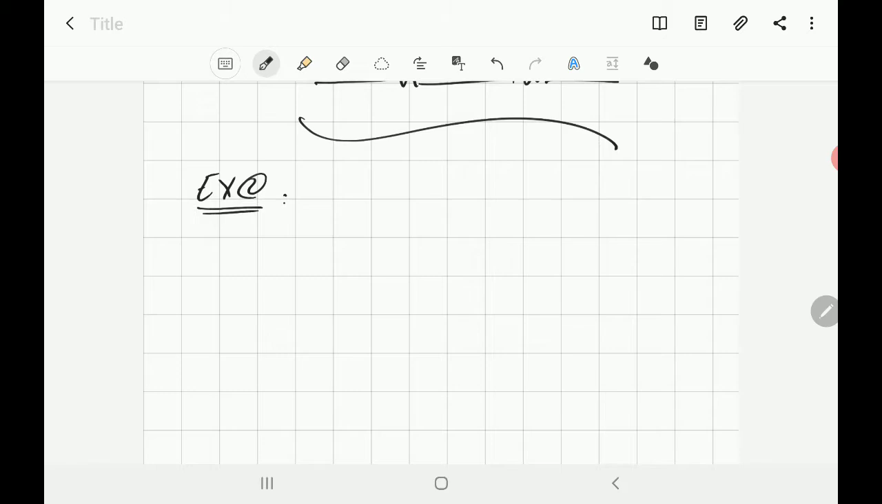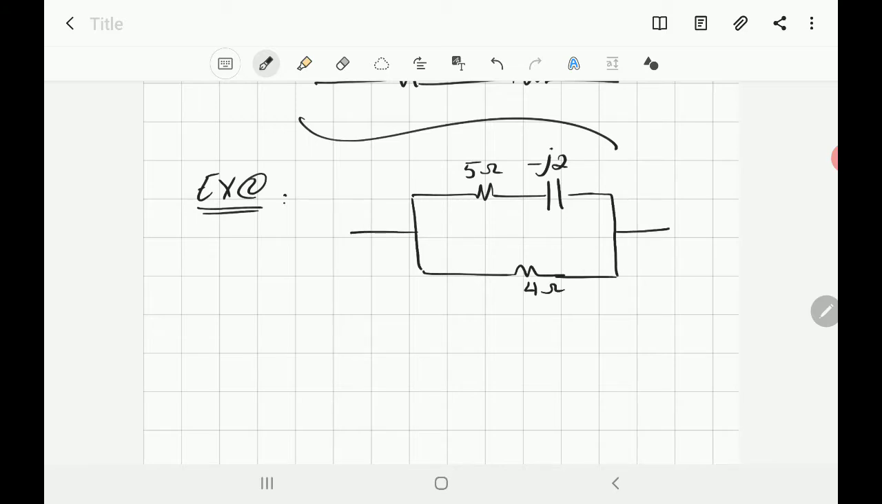We have two parallel branches: a capacitor, whose reactance is equal to minus j2, in series with a resistor equal to 5 ohm, in parallel with a resistance equal to 4 ohm. And there is a current IS feeding this branch. The current is given as 42.4 angle 0 ampere.